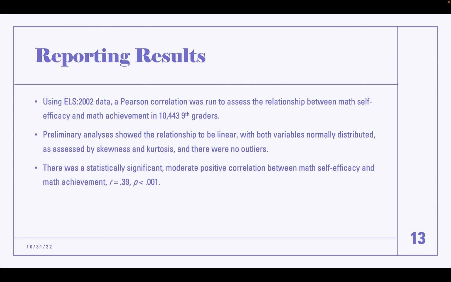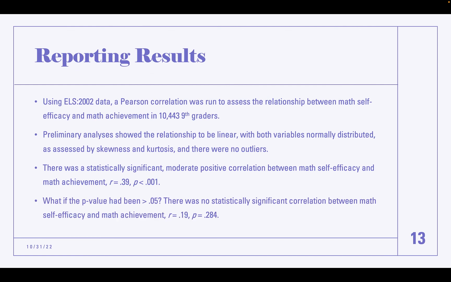What would you have said if the p-value had been greater than 0.05? So if the results had been non-significant? Well, just making up some numbers, we could then say there was no statistically significant correlation between math self-efficacy and math achievement, and again, reporting that Pearson R and the non-significant p-value.